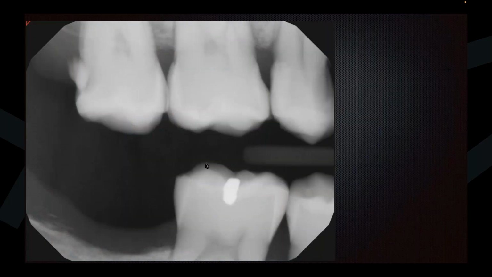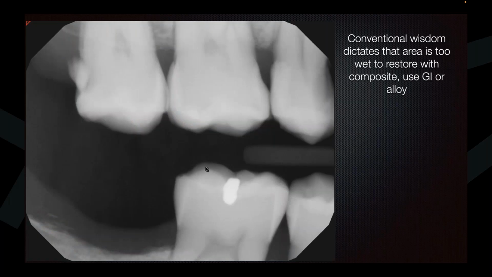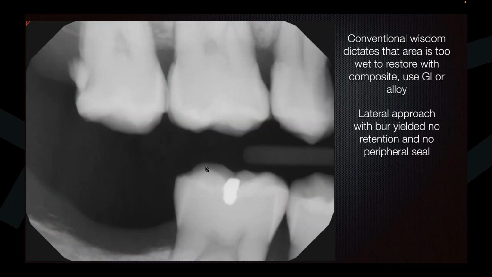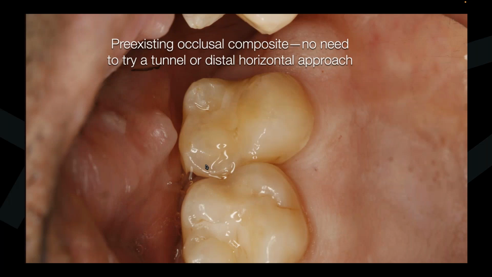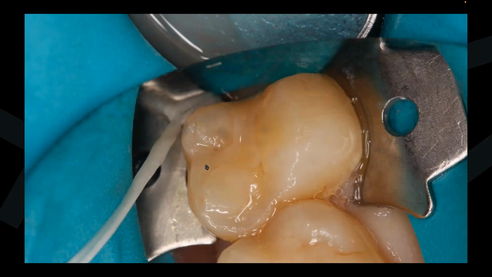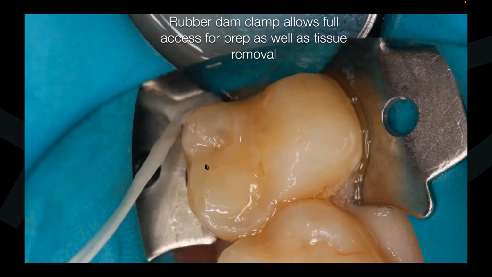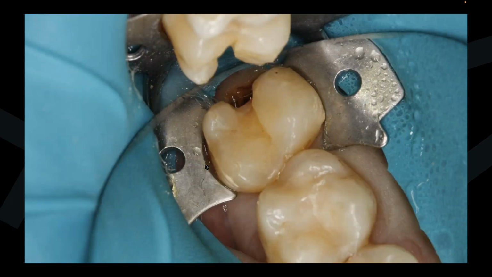So here's an interesting case from the AEGD. This was one that was done a couple of times, trying to come in from laterally to not cut through the marginal ridge, and then using GI. The problem was multiple attempts, multiple times failed. So what the resident and I observed is that we have an existing composite there. Let's take that out and just box it down, which is what we did. We're not going to use the tunnel prep. It failed 3 times. So we take that out, rubber dam clamp in place, rubber dam in place.